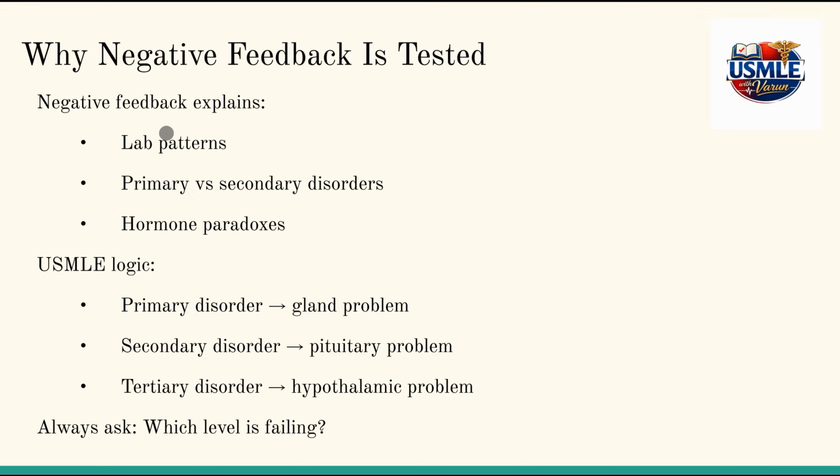So negative feedback explains the lab patterns, and it helps us differentiate between primary and secondary disorders, whether primary hypothyroidism or secondary hypothyroidism. You can differentiate it depending on the lab patterns and the feedback mechanism. If it's a primary disorder, there's a defect in the gland. If it's a secondary disorder, there is a defect in the pituitary, and if it's a tertiary disorder, there is a defect in the hypothalamus.